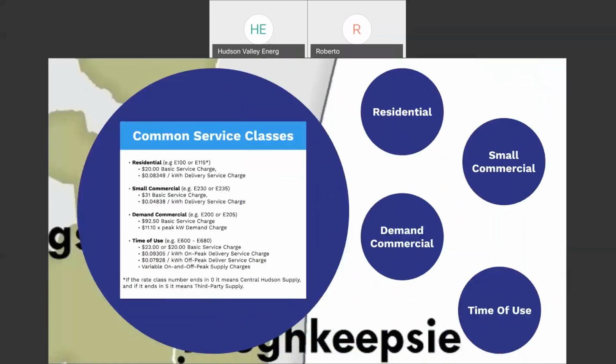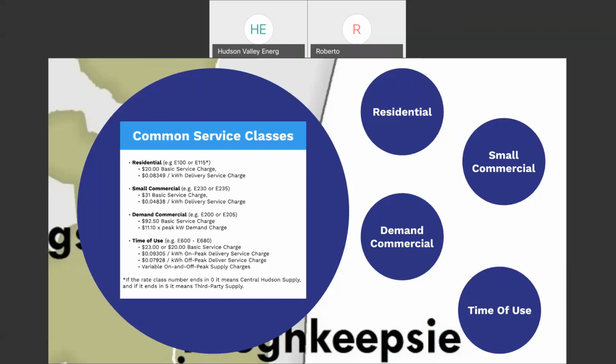If, however, you have a rate class between E600 and E680, you have time of use billing. Time of use billing essentially charges more for electricity during on-peak hours, which are weekdays from 2 to 7 p.m., and less for using electricity during off-peak hours, which are all other hours and holidays. This can be especially useful for customers who charge an electric car overnight, for example, or tend to use a lot of electricity during off-peak hours.